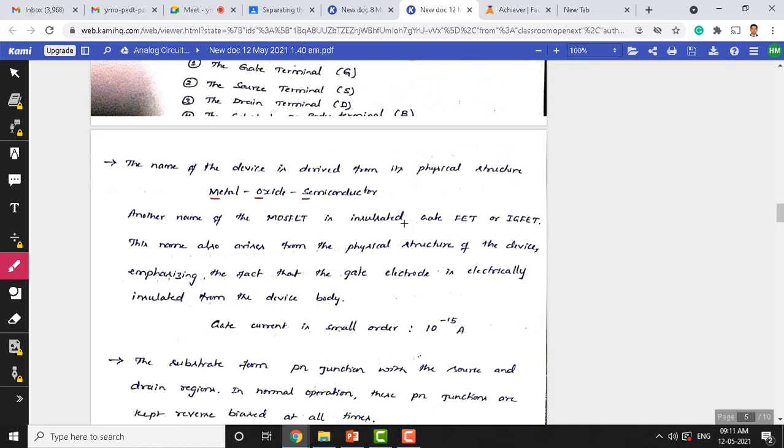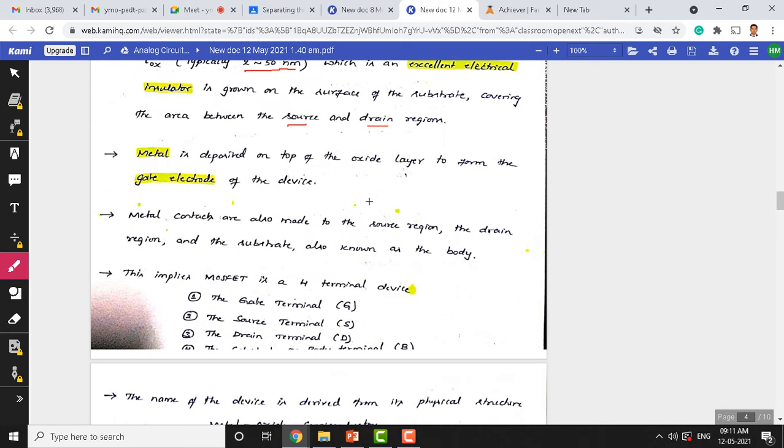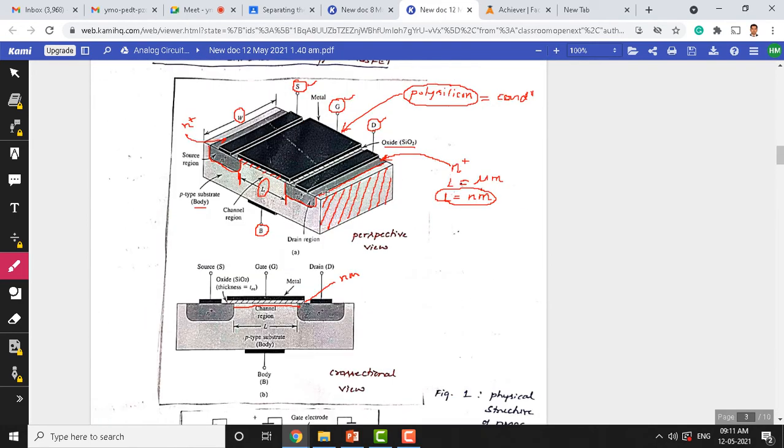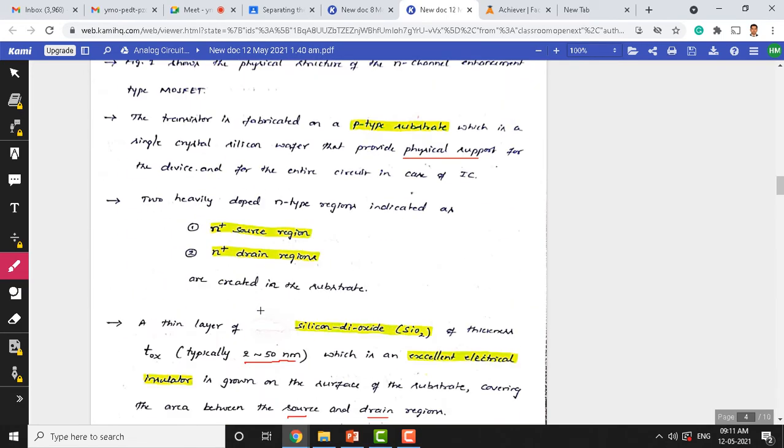Now why the name is apparent as MOS is also discussed here. The name of the device is derived from its physical structure, as I told already, because of these 3 layers, metal, oxide and semiconductor, which are quite apparent when you see the physical structure. As you can see, the top is metal, the black shaded region. Below we have slant lines, which is silicon dioxide, and next we have the substrate region, which is a semiconductor. So the silicon dioxide is sandwiched between the metal and the semiconductor. That's why the name is metal oxide semiconductor.